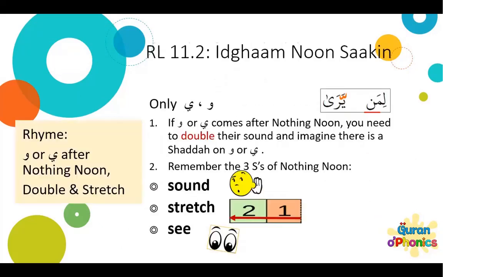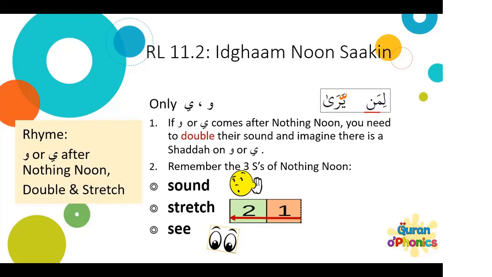Next one. We will also have a rhyme for this, to help the child remember. Waw or ya after nothing noon, double and stretch, double the letter. So you have to double ya or double waw, and you have to stretch it for 2. The rhyme will be in a tune, obviously. The child in the video will be saying the rhyme to help the child remember, so that it sticks in their head.